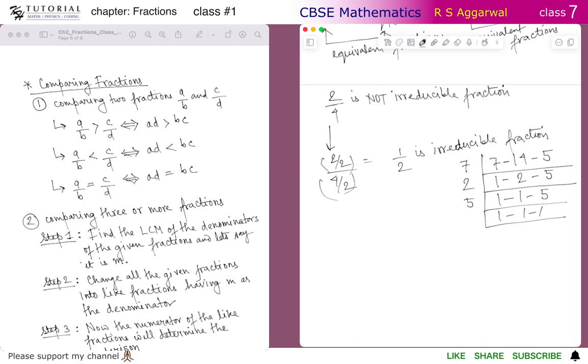So let's say we are given two fractions, 2 by 3 and 4 by 9. Now you want to determine whether the fraction 2 by 3 is greater than 4 by 9, or less than, or equal to 4 by 9. What you do is cross multiply the numbers. So 2 into 9 is 18, and 4 into 3 is 12. Definitely 18 is greater than 12. Since 18 is greater than 12, this implies 2 by 3 is greater than 4 by 9.